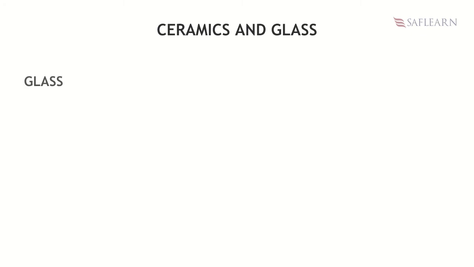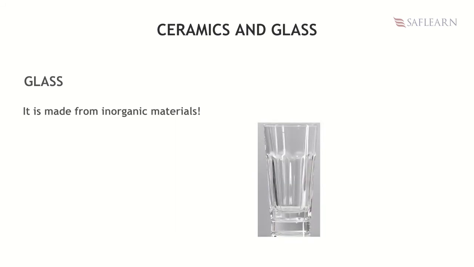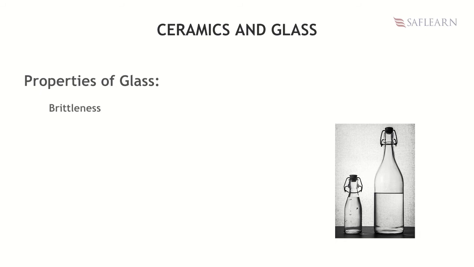Glass is another important material used in our households. It is made from inorganic materials. Glass breaks easily, hence it is highly brittle. Glass products can be seen through, that is, they are transparent. They are also resistant to corrosion, just like ceramics.